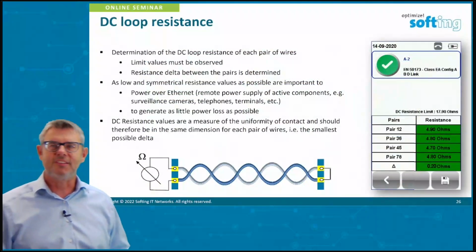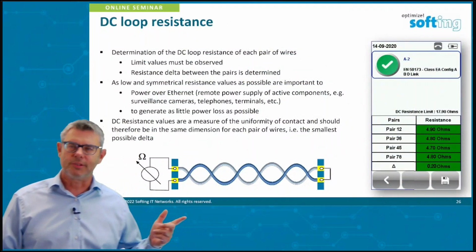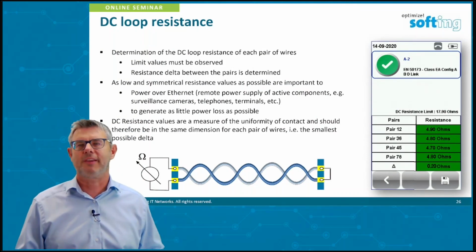The next parameter is DC loop resistance. It's mandatory in our standards. It's an optional parameter in the TIA standards.